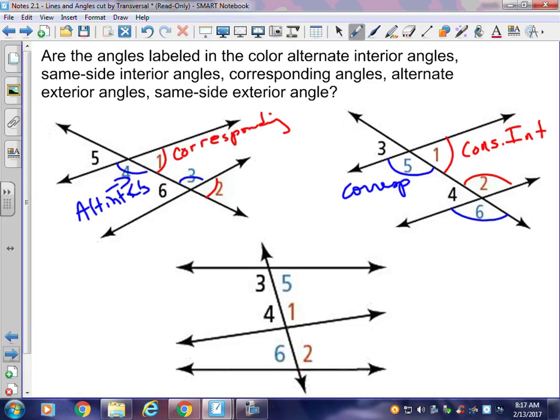angles you're talking about, because the transversal is going up and down. So here with angle 1 and angle 2, we notice that they're both in the top right corner, so that makes them corresponding.